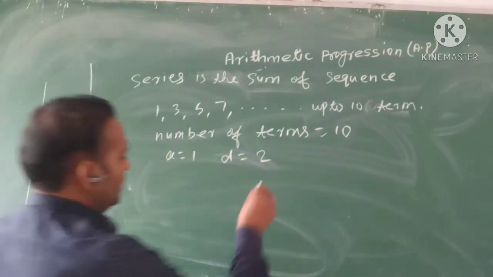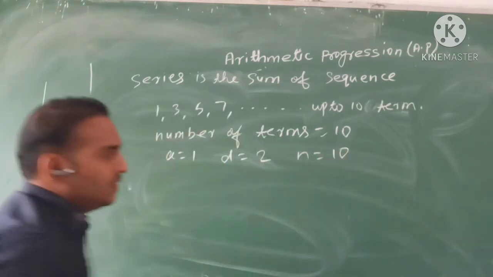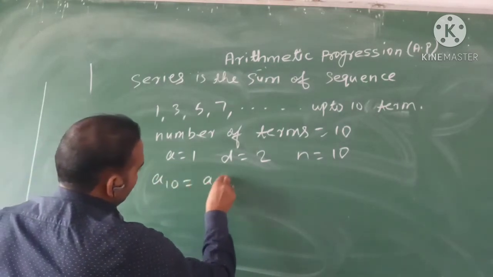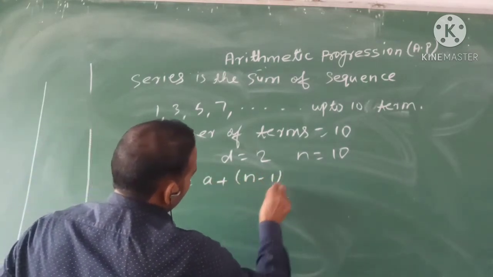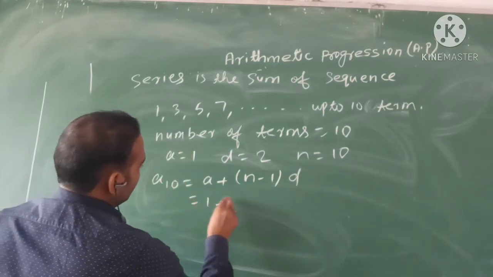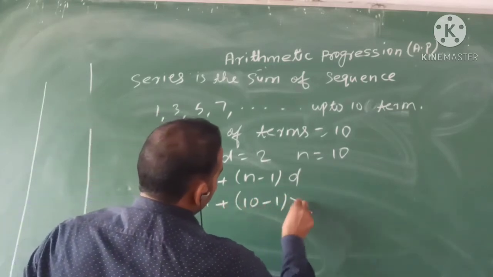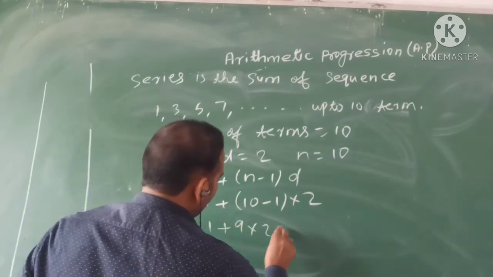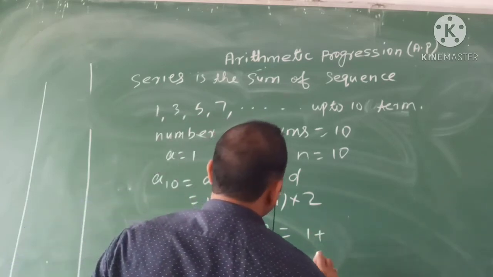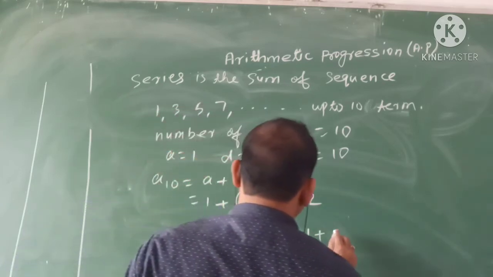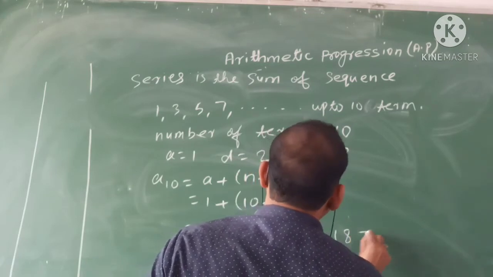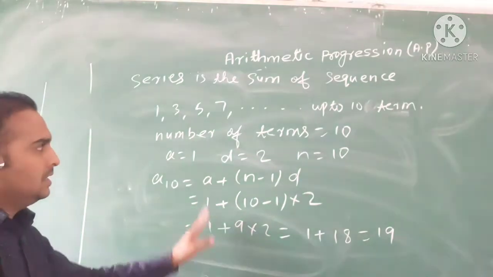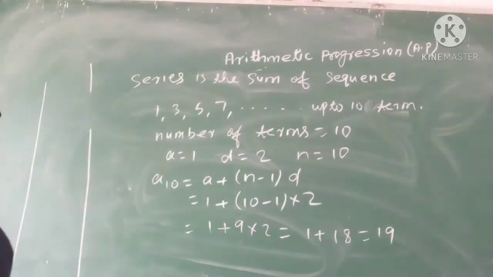And if n is equal to 10, then what will be its 10th term? That is A10, A plus n minus 1 into D. A is 1, n is 10 minus 1, and D is 2. 1 plus 9 into 2, that is 1 plus 18, that is 19. 19 is its 10th term.